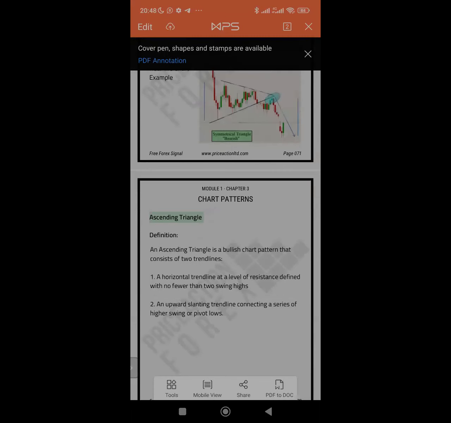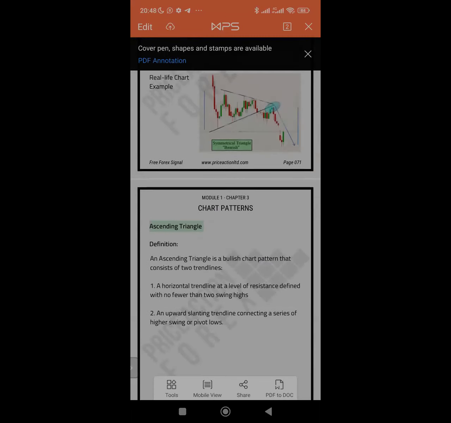They said the ascending triangle is a bullish chart pattern that consists of two trend lines. One, a horizontal trend line at a level of resistance, defined with no fewer than two swing highs. And an upward slanting trend line connecting a series of higher swing lows, or pivot lows, which I call lows.